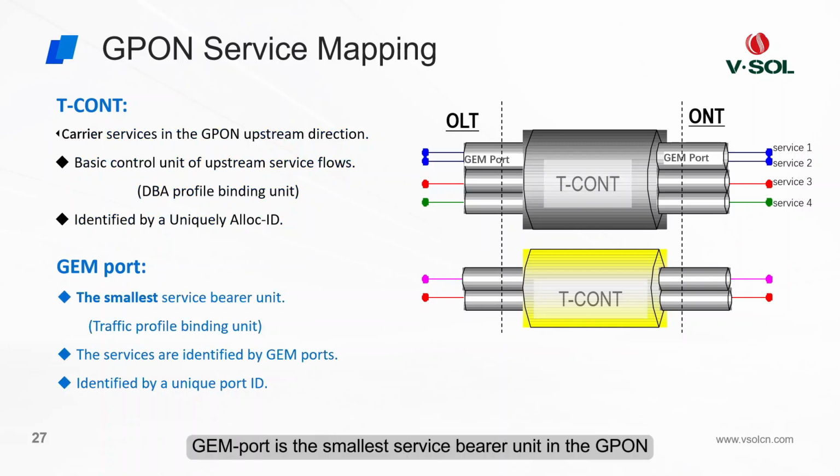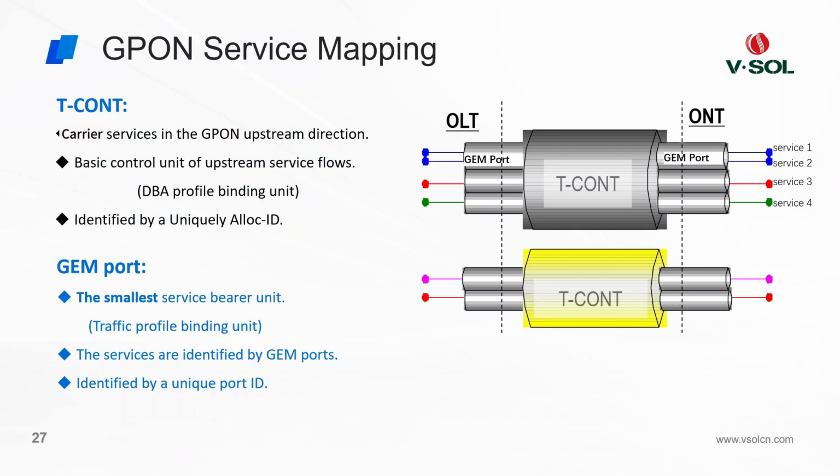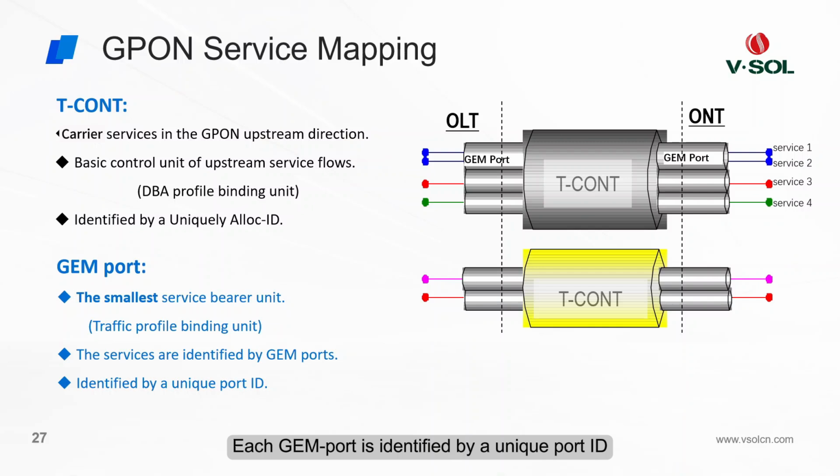The GEM port is the smallest service bearer unit in the GPON. All services are encapsulated in GEM frames and transmitted on GEM ports. The services are identified by GEM ports. Each GEM port is identified by a unique port ID, which is globally allocated by the OLT.